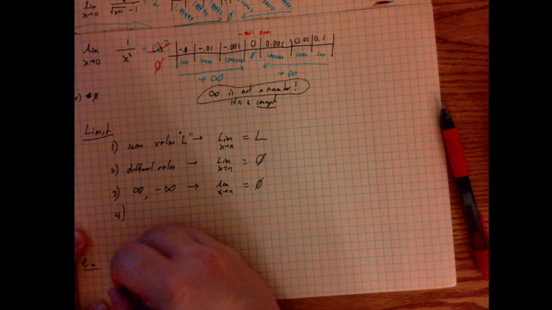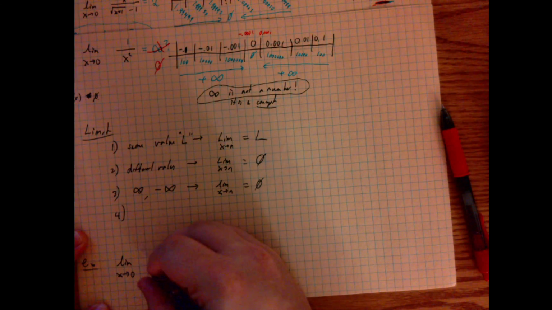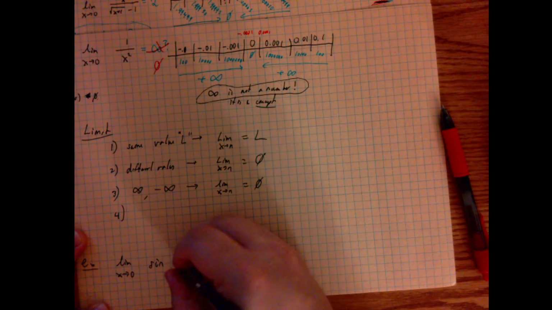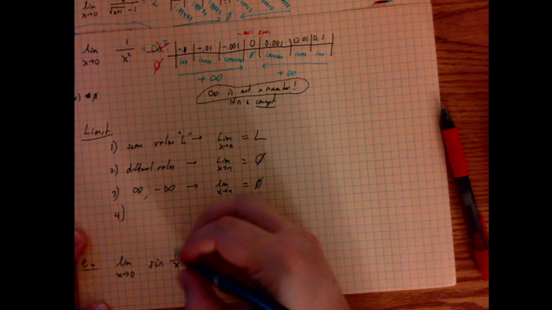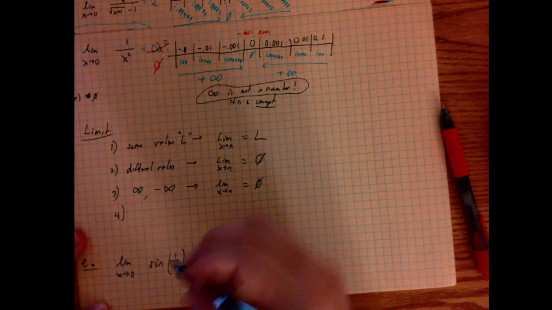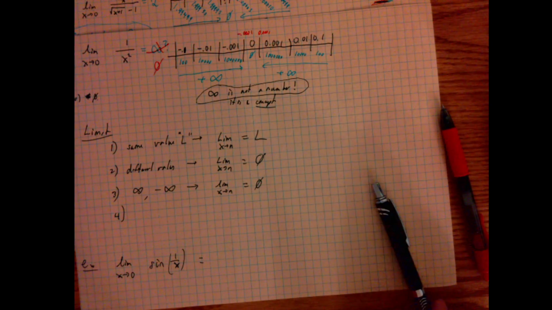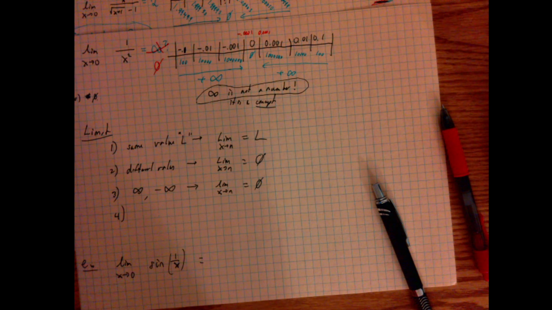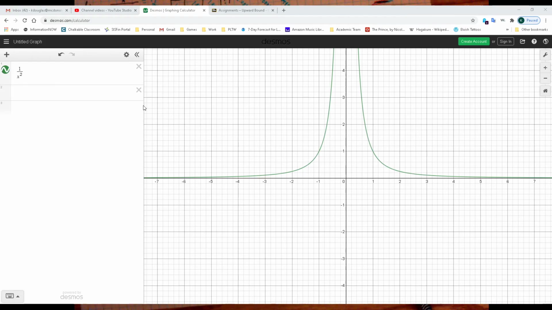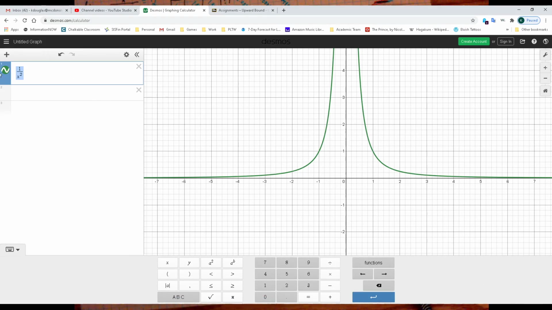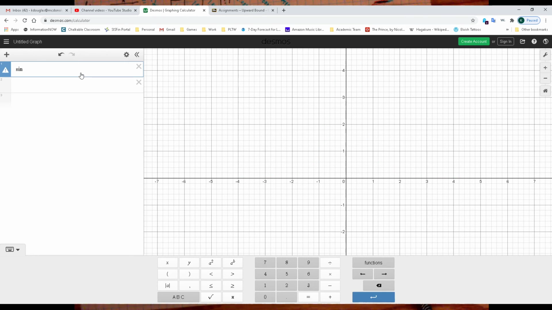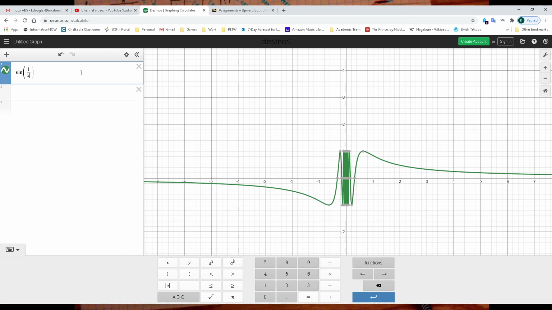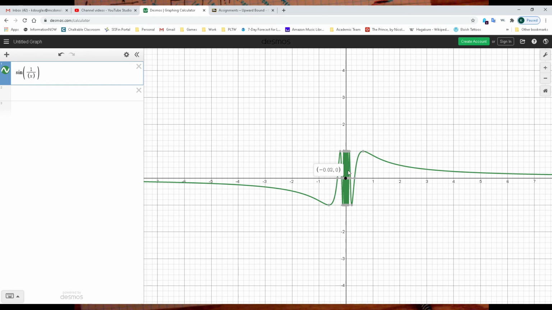The limit as x approaches 0 of sine over x. Now, this may look like a standard trig function, and so you may be asking yourself, well, what's going to happen? What makes this one so unique? Well, in this case, I want to look at the graph. Oh my, what is going on in here?